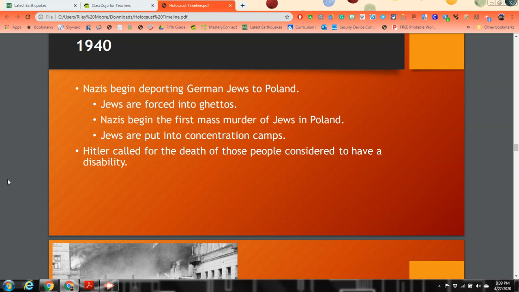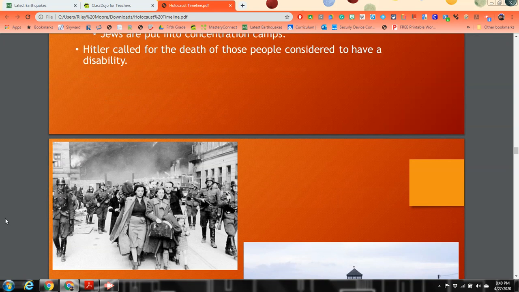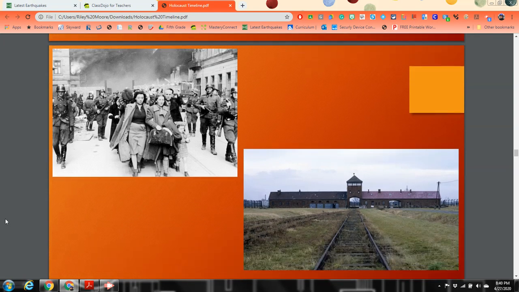Hitler called for the death of anyone that he or the soldiers themselves would consider to have a disability. That would be the people who are mentally handicapped, if they couldn't walk properly, if they couldn't do many things, if they were dwarfs or midgets, if they were anything like that that he classified as a disability, they were to automatically be, excuse me, terminated.